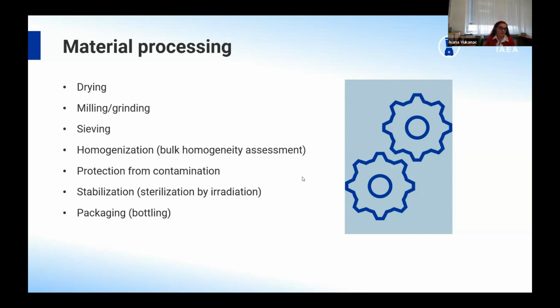Processing is just the usual one: drying, milling, sieving, homogenization with the bulk homogeneity assessment following. Then stabilization, which we do by sterilization by irradiation, and finally packing or bottling the reference material in units.